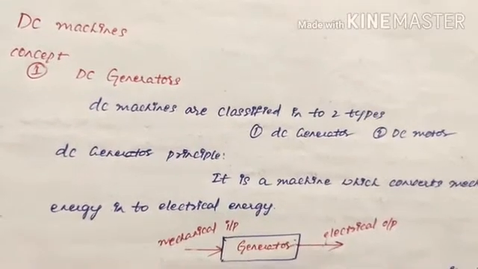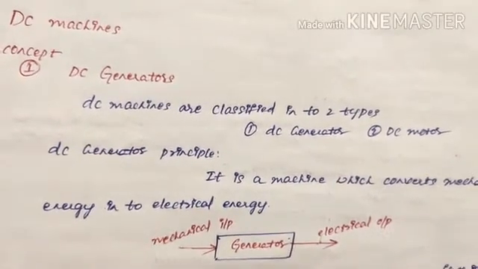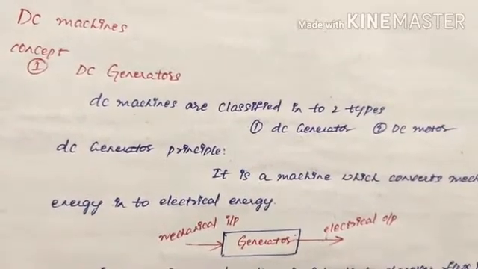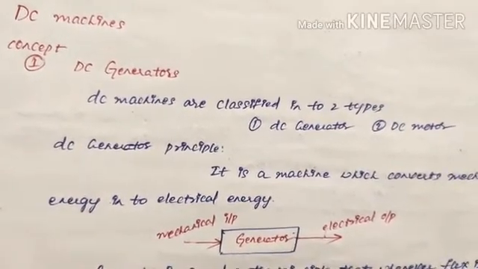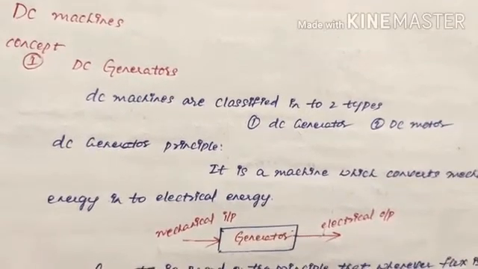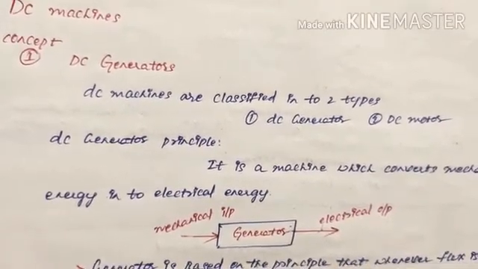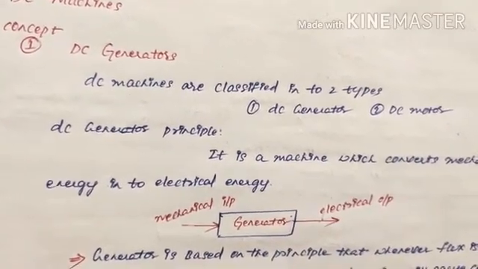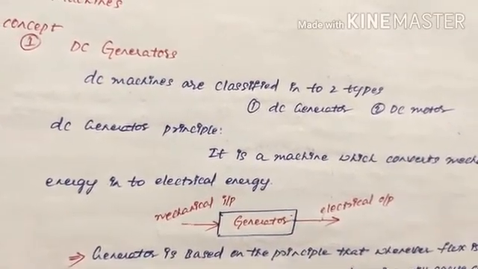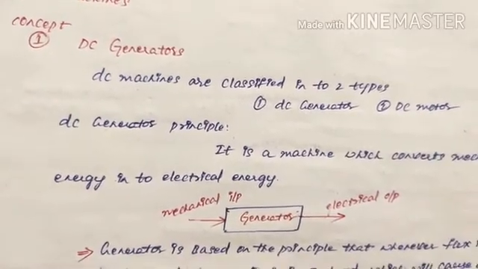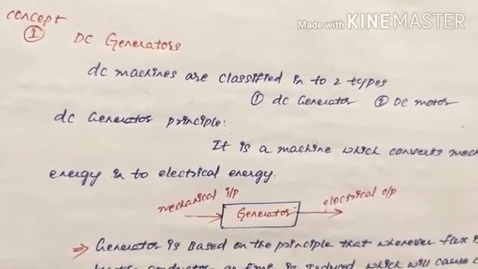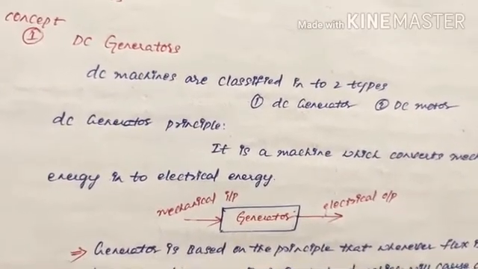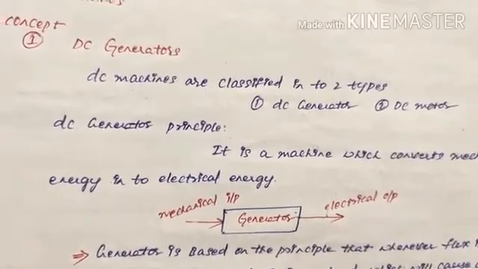A generator is based on the principle that whenever a flux is cut by a conductor, that means conductors are rotating inside the generator, whenever these conductors cut the flux, EMF gets induced. At that time, it causes current to flow inside the conductor whenever a closed path is created. Then, the direction of flow of the induced EMF is given by Fleming's right hand rule.